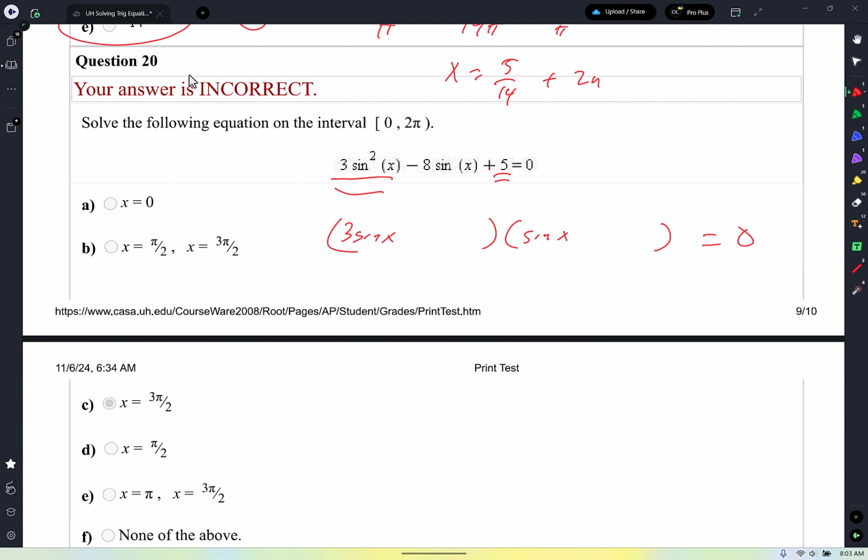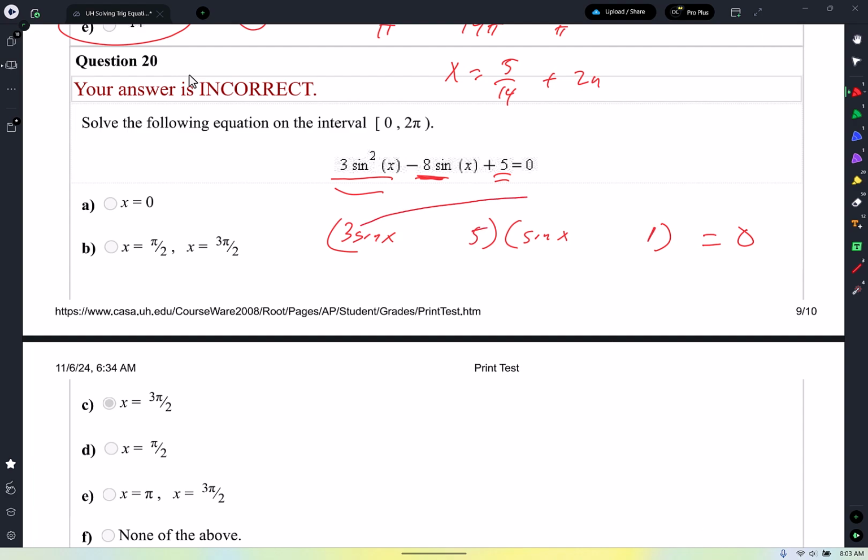Let's see. I'm going to put the 5 over here and the 1 here, and I think it's wrong on purpose. Check it out. 3 times 5 is 15, and 1 times sine is 1 sine. The sum of 15 and 1 is 16, which is not negative 8. So that's how you know that the 5 and 1 go the other way around.